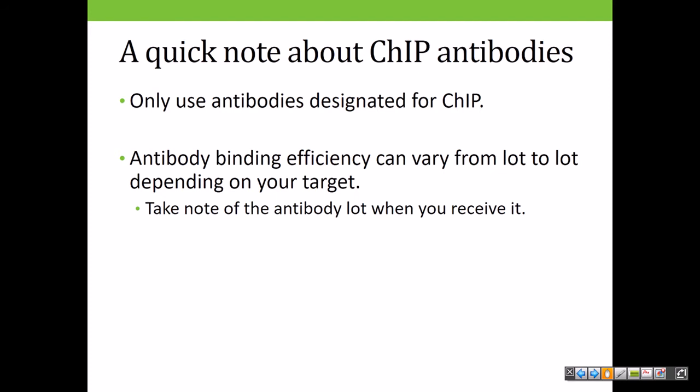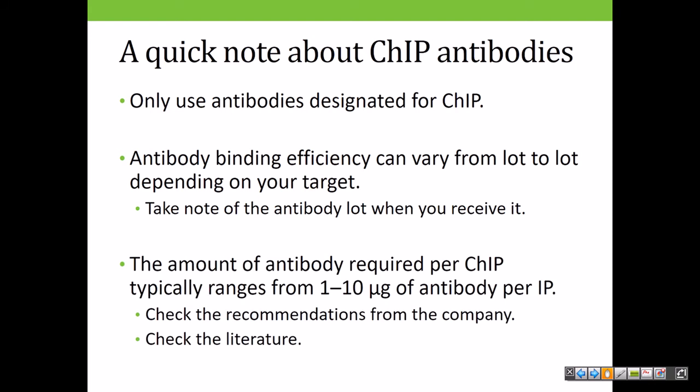Antibody binding efficiency can vary a lot. It can vary greatly between different lots, especially if it's a polyclonal antibody, meaning it binds to different parts of your antigen. In any case, just note the lot that you're working on, and if you see differences when you order a new antibody, that could be the issue. The amount of antibody required per ChIP is going to depend on your target, but most commercially available ones give a recommendation. That's normally between 1 to 10, even as high as 20 micrograms per IP. For a histone antibody, I work with 10 micrograms for IP, and for some others, I think it's 10 or 15 micrograms, so it depends on your target. And the antibody, how good of a binder it is. Check the literature. Maybe someone else has used that antibody and they've reported how much they've used.